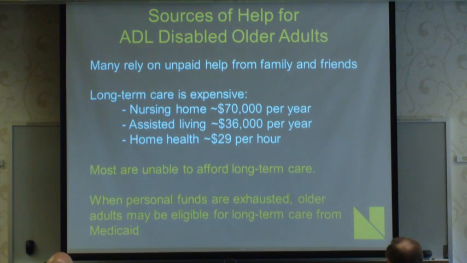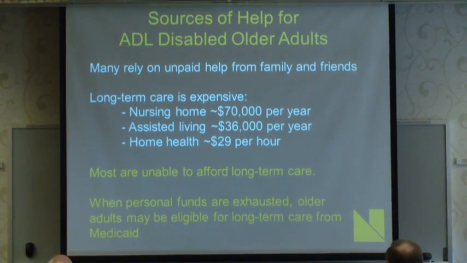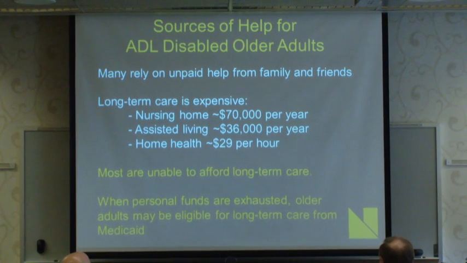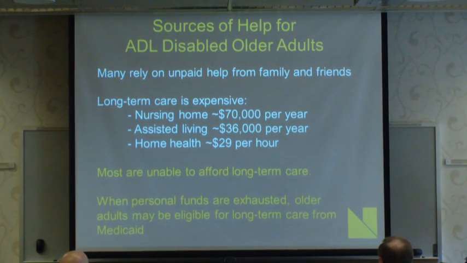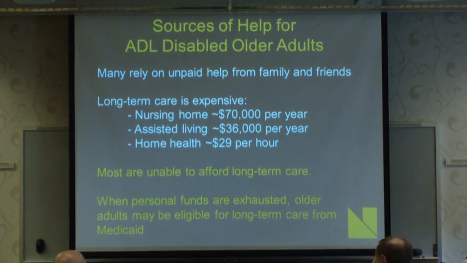So, how do people get help when they have a disability? Well, most rely on family and friends, principally on family, principally on female family members, principally on spouses or daughters. And when family and friends can't provide all the care they need, then they have to go to other forms of long-term care. Nursing home care is a very expensive alternative, running about $70,000 a year. Assisted living, which is not as skilled in terms of the services provided as nursing home care, costs about $36,000 a year. These are average national costs.